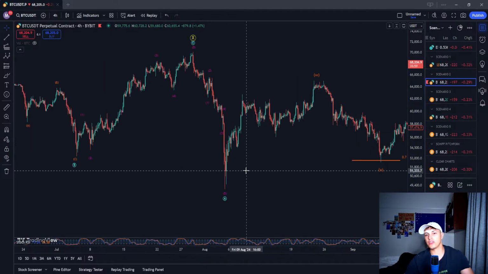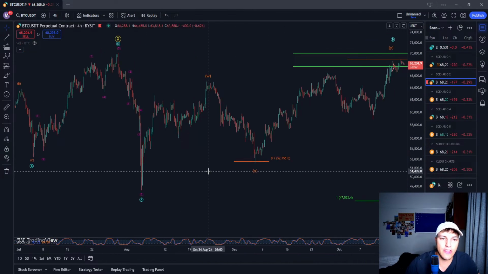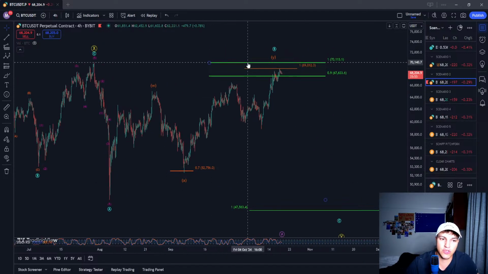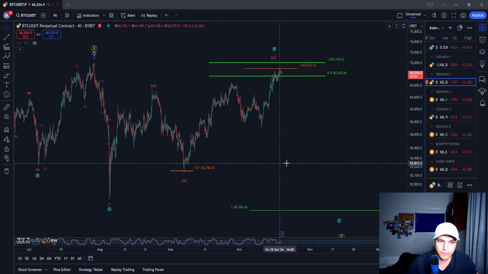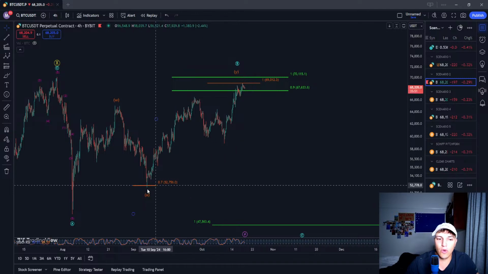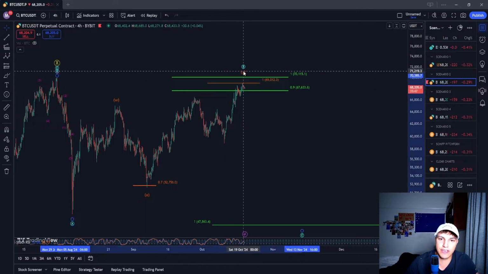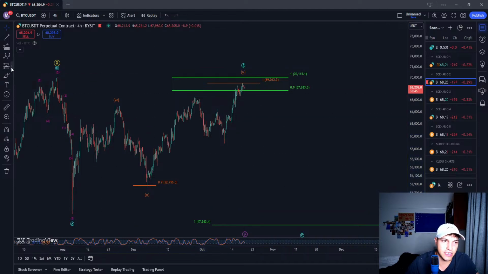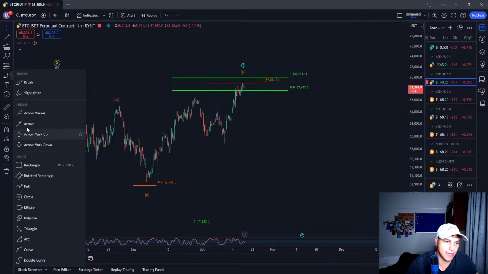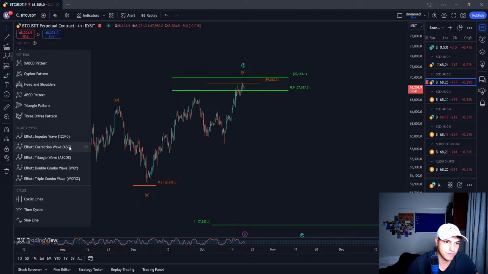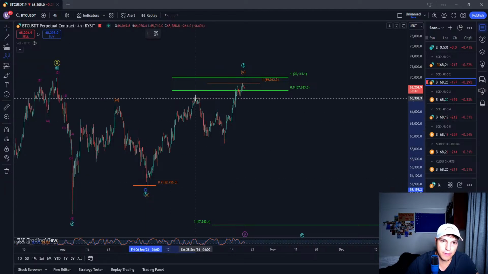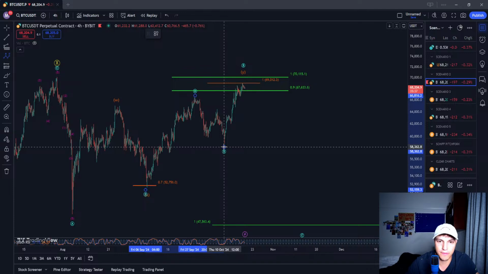Gorgeous. So that is what we're looking at there. Then up here in a WXY in orange. And now we are seeing in this orange wave an ABC. Yes, an ABC. An A wave up, B wave down, and a C wave to the upside.